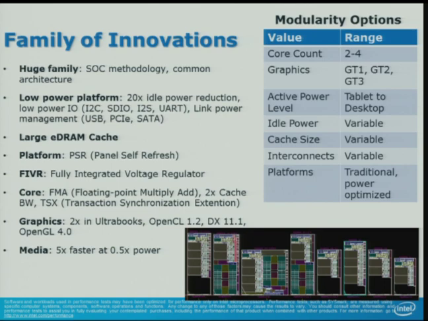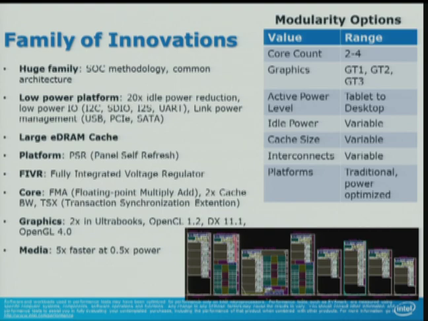Sort of buried in all of this, we also have a great core. We developed this core in the context of the client part, but it gets reused as is for the server part. So it has a lot of features that are good for client applications, but also a lot of features that are great for server applications. So FMA, 2x the cache bandwidth, new synchronization primitives, and so on.